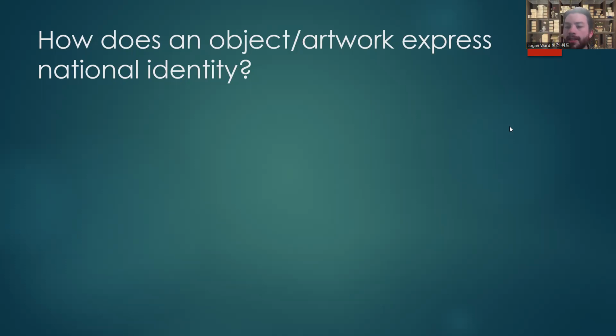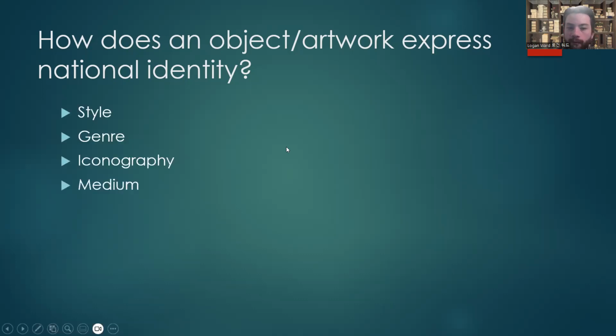Yeah, so as Alpha says, like the verbiage that was used in the readings, uniqueness, things that look unique to a group of people, right? So good. I have all of these things, right? So style, genre, iconography, medium. I wrote them all down, right? They're just viewed as being specific to this nation.